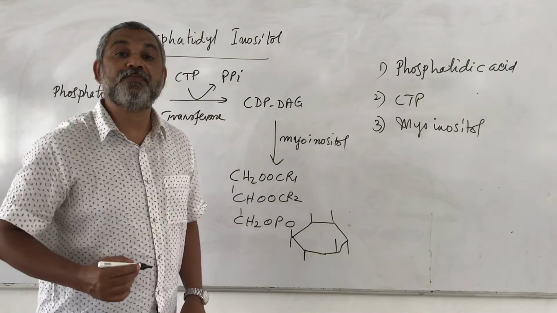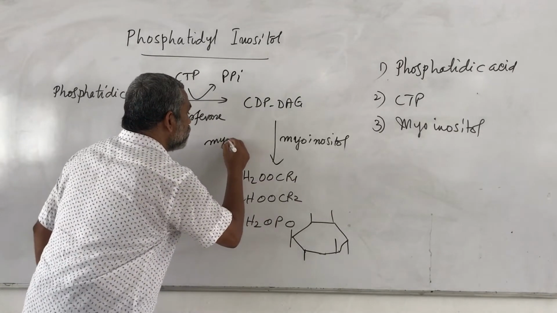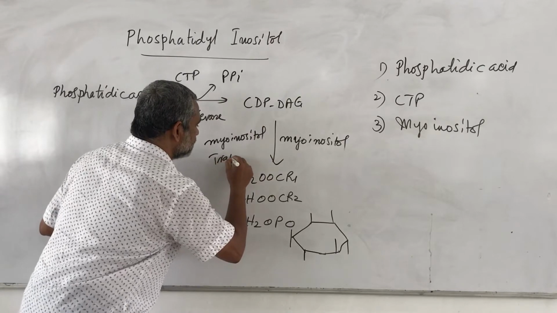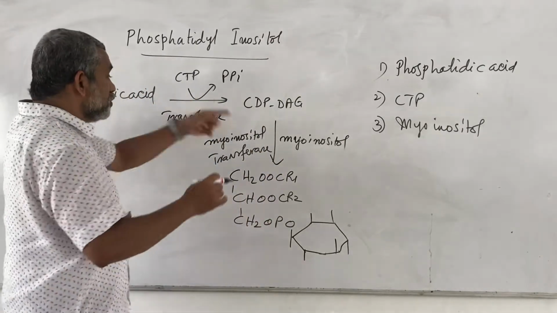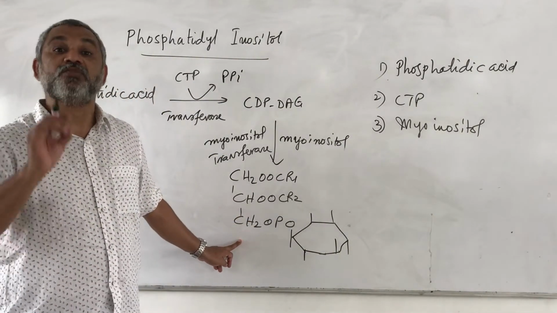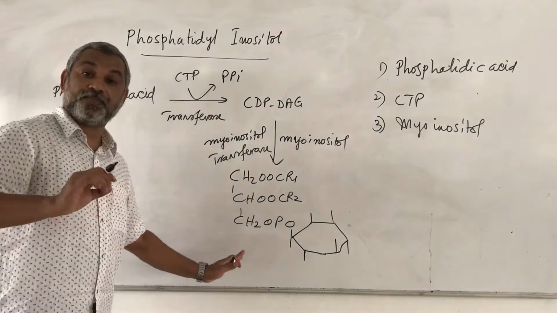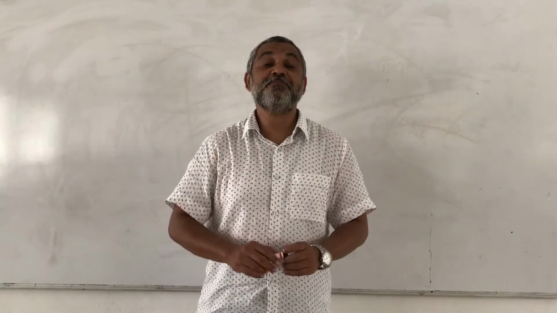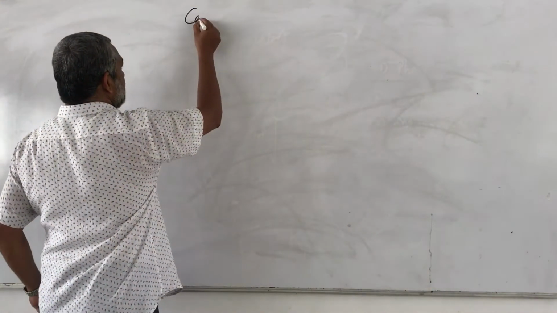This is catalyzed by an enzyme known as myoinositol transferase. So you see how in very simple 2 steps, phosphatidylinositol is synthesized, which becomes a secondary messenger in the phospholipid bilayer. Another important phospholipid is cardiolipin.